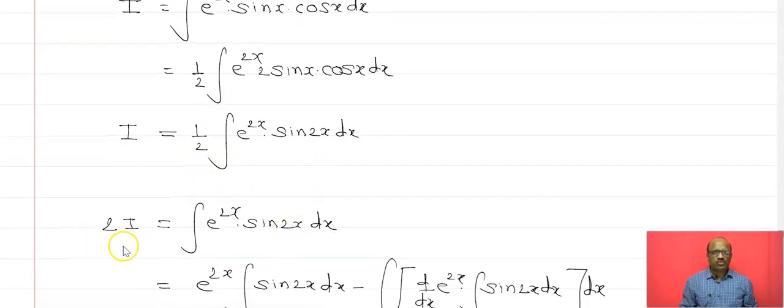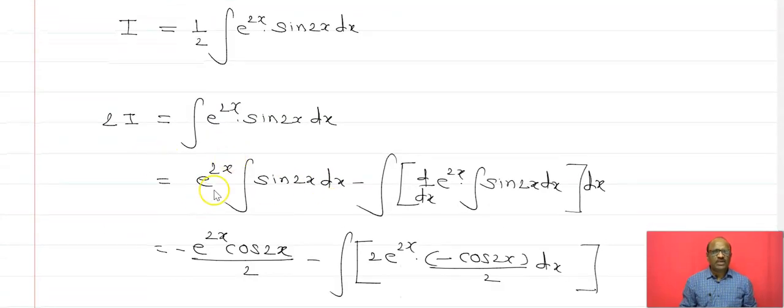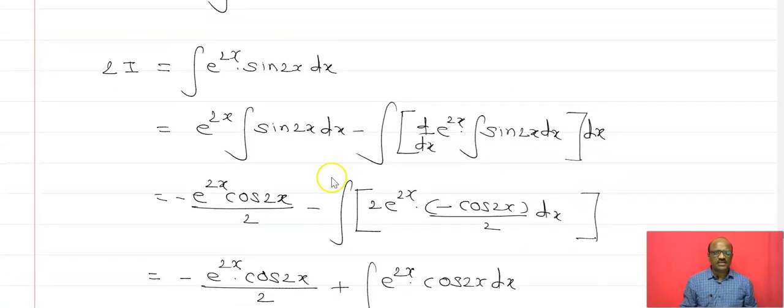That is nothing but 2I is integral e raised to 2x sin of 2x dx. Now by parts, the first function e raised to 2x, integral of the second, which is sin of 2x into dx, minus integral derivative of the first, that is e raised to 2x, derivative, integral sin of 2x into dx, bracket complete, into dx. What is the integral of sin of 2x? It is minus cos of 2x upon 2.